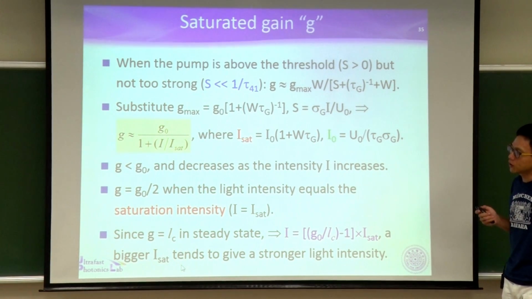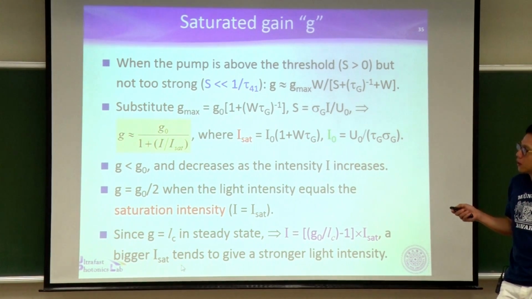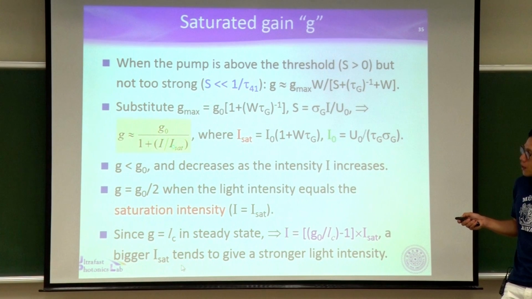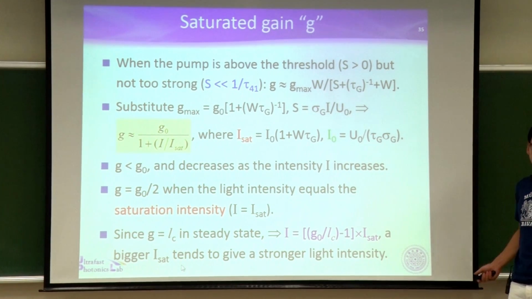So the meaning of saturation intensity can be understood by this formula itself, which is when your light intensity happens to be the saturation intensity, your gain coefficient will be reduced by a factor of 2. Okay? G equals half of G0, half of the small signal gain.